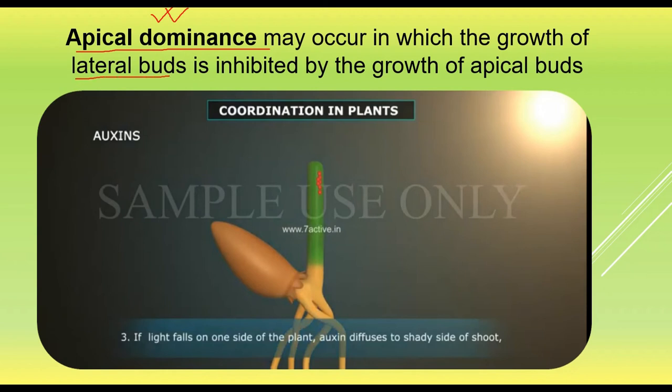And the lateral buds are present in the axils of the branches. This high concentration of auxin in the apical bud inhibits the growth of the lateral bud, and the high concentration of auxin promotes the growth of the apical bud. That is called apical dominance. Auxin does not let the lateral bud grow. It prevents the development of the lateral bud as long as the apical bud is dominant and keeps secreting auxins.